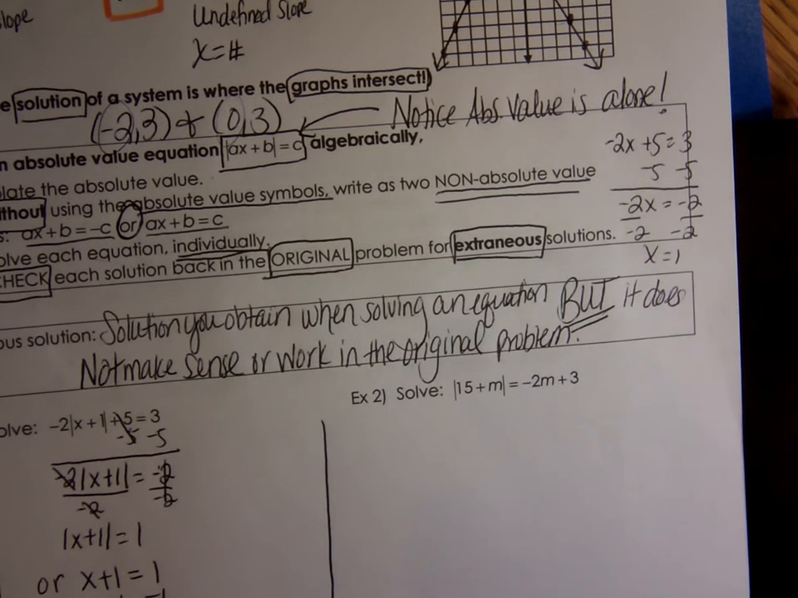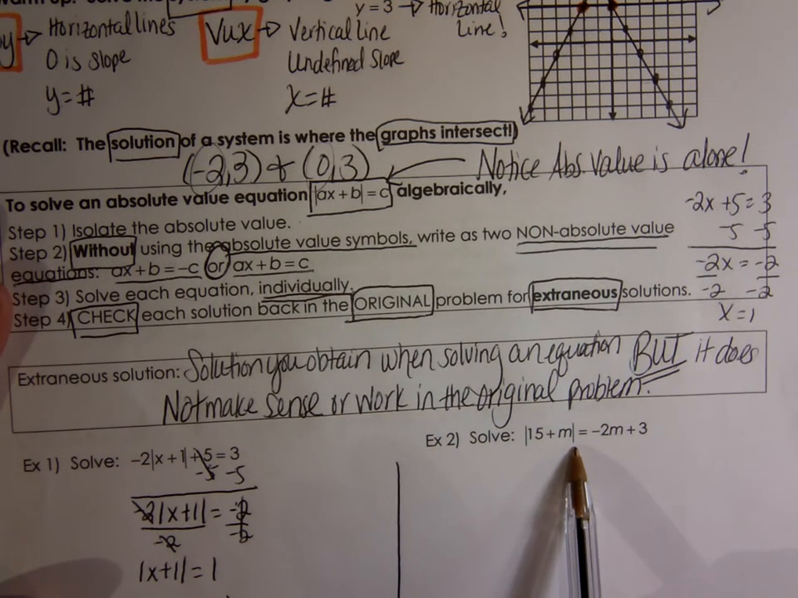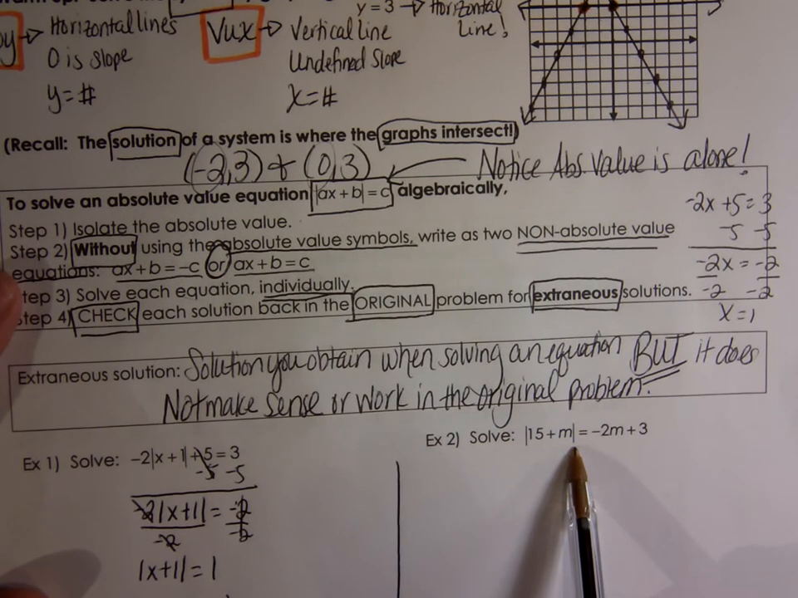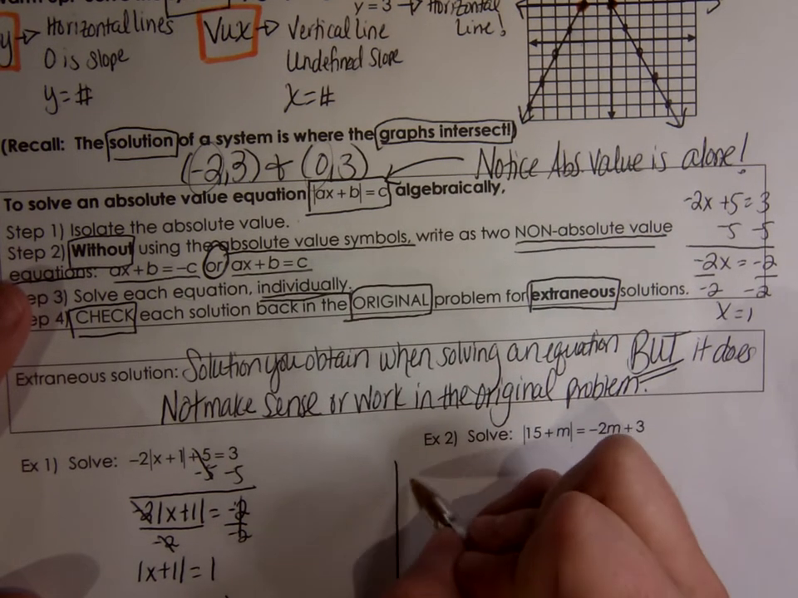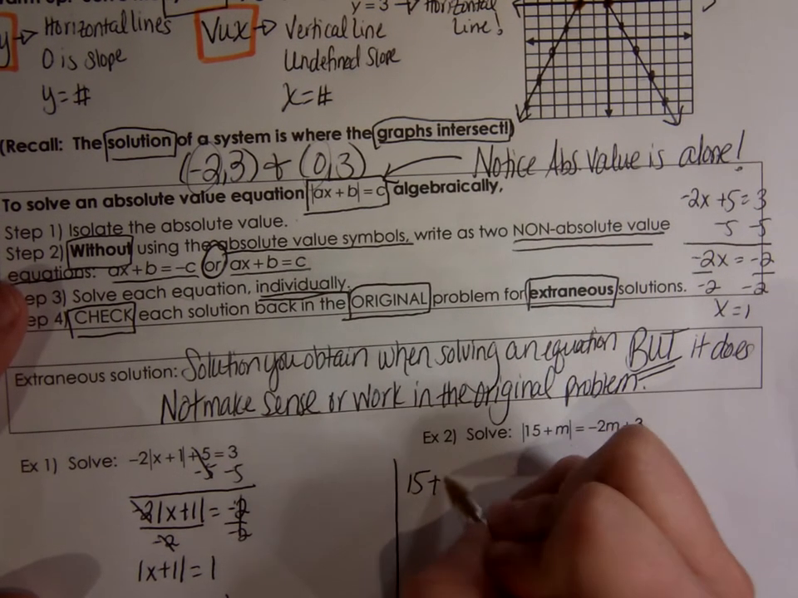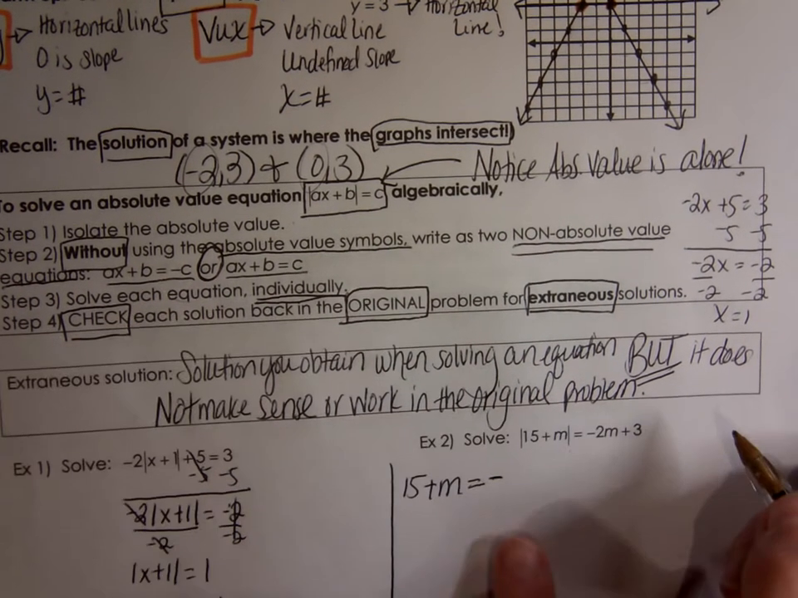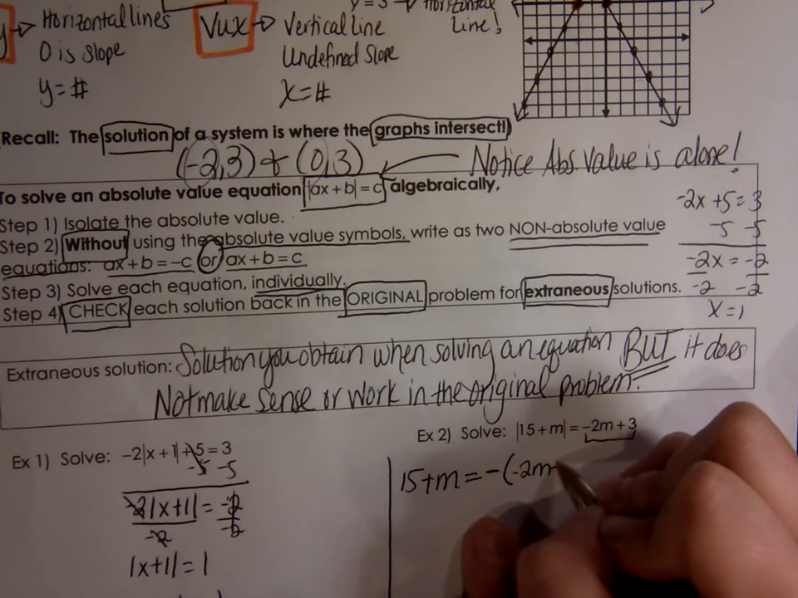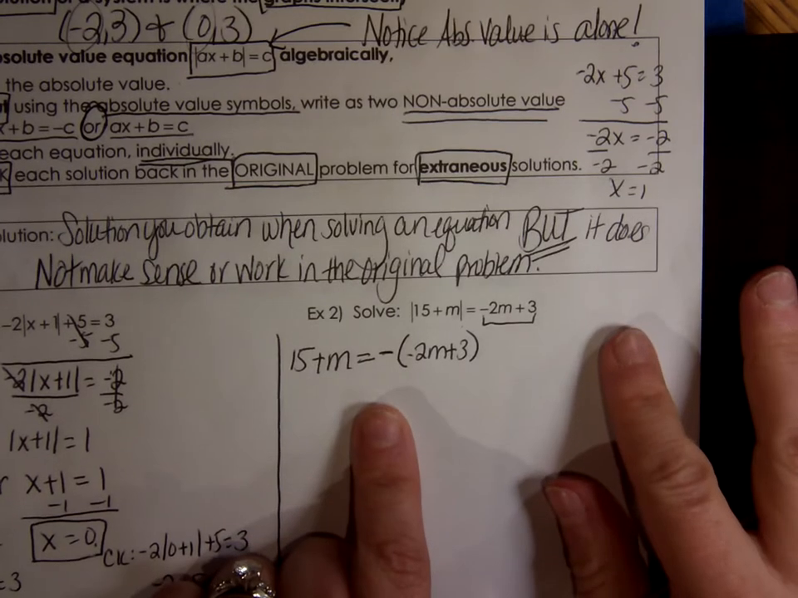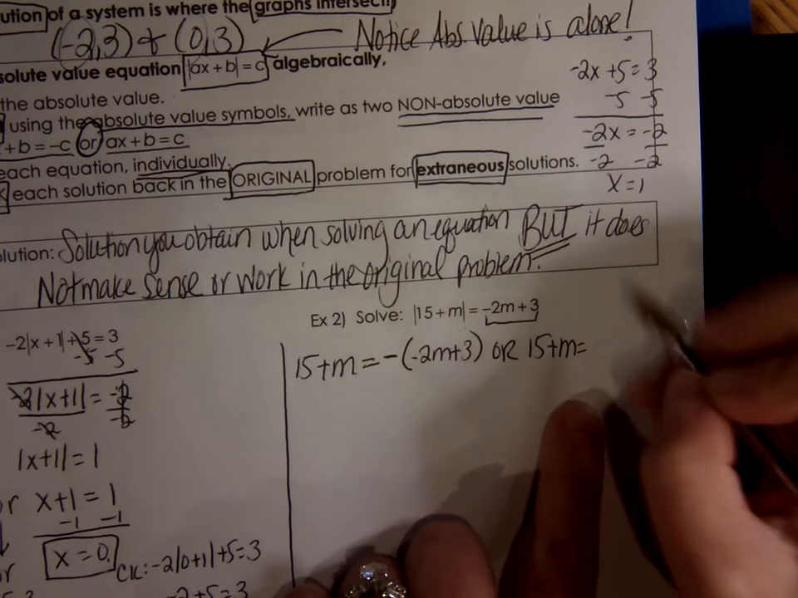All right, here we go. So in this problem, going back to our steps, it says isolate the absolute value, and in this problem our absolute value is isolated. So therefore we go on to step 2. Without using absolute value symbols, write as two non-absolute value equations. So I'm going to drop the absolute value symbols and write this as 15 plus m equals, and now notice it's -c. So that means I'm going to put a negative symbol on the outside, and I'm going to put in parentheses this entire expression of -2m plus 3, the whole expression. I'm going to write the word or. I'm going to write 15 plus m is equal to the expression as written, -2m plus 3.